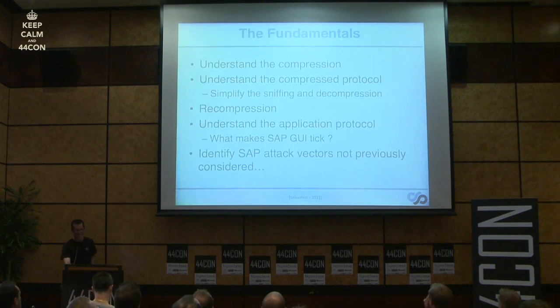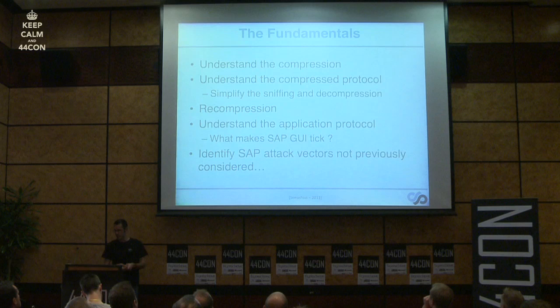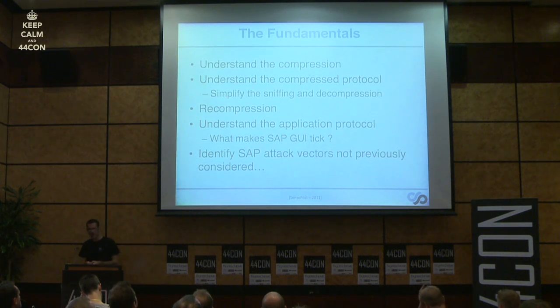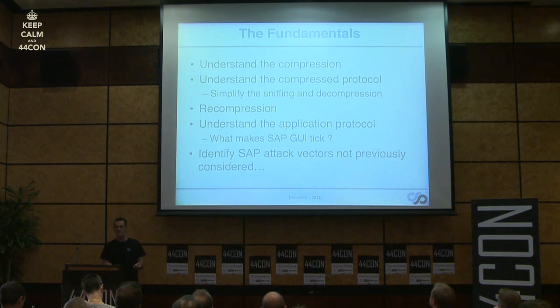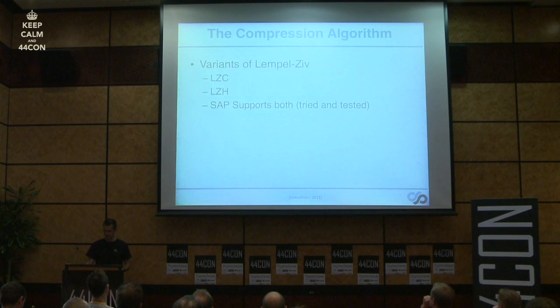So if we look at understanding the fundamentals, we've got a bunch of stuff to try and figure out, given the lack of documentation. We've got to try and understand the compression. We've got to try and understand the compressed protocol in order to simplify the process of sniffing and decompressing this information. Also, we're decompressing stuff, which means it's theoretically possible to recompress it. We want to have a look at understanding the SAP protocol, what makes SAP GUI tick. And then finally, when we understand all of this, we're in a position where we can start identifying attack vectors for SAP which haven't previously been considered.